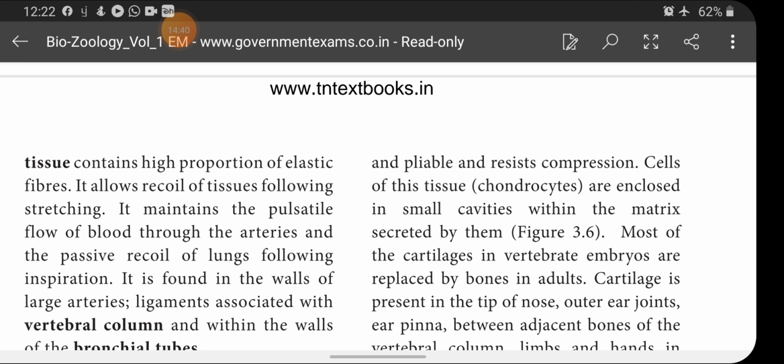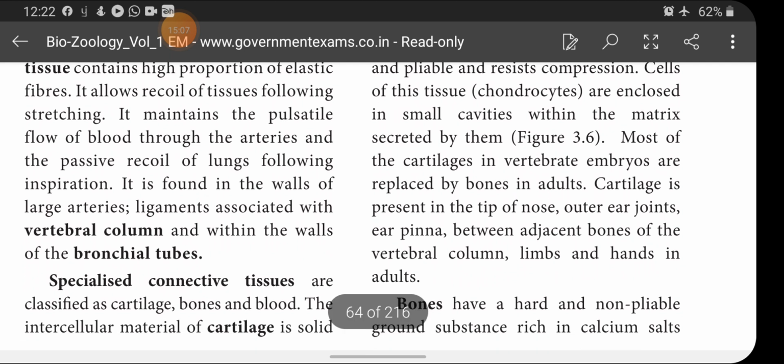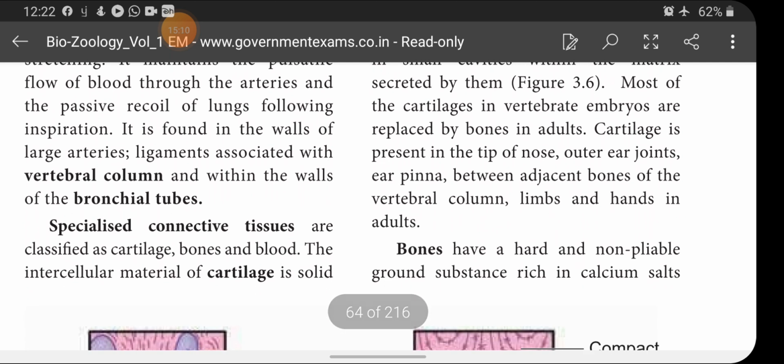by them. Most of the cartilages in vertebrate embryos are replaced by bone in adults. In embryonic development, we have cartilage as the skeletal system. When this cartilage skeletal system reaches the adult stage, it is transformed into bone. Cartilage is present in the tip of the nose, outer ear, ear pinna, joints, between adjacent bones of the vertebral column, limbs and hands in adults.